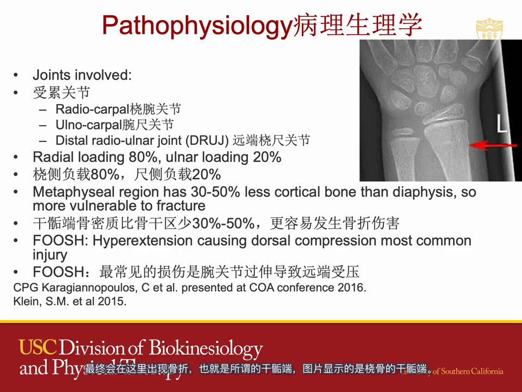It's what's called the metaphyseal region, which the picture is showing on the radius. This metaphyseal region has 30 to 50% less cortical bone, so it's more likely to have a fracture. It doesn't have that really stable bone. And the diaphysis is going to be distal to that. So you're just more likely to have, not irritability, but fracture in that area.